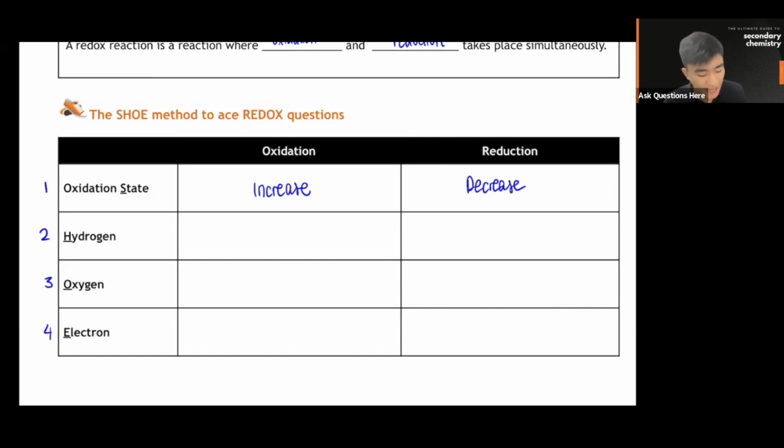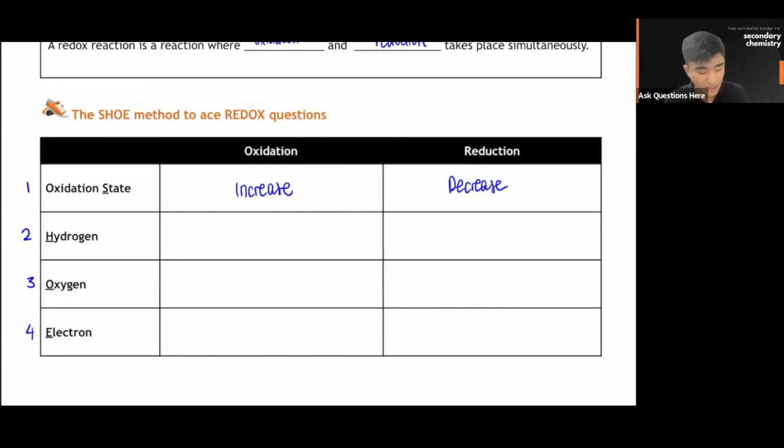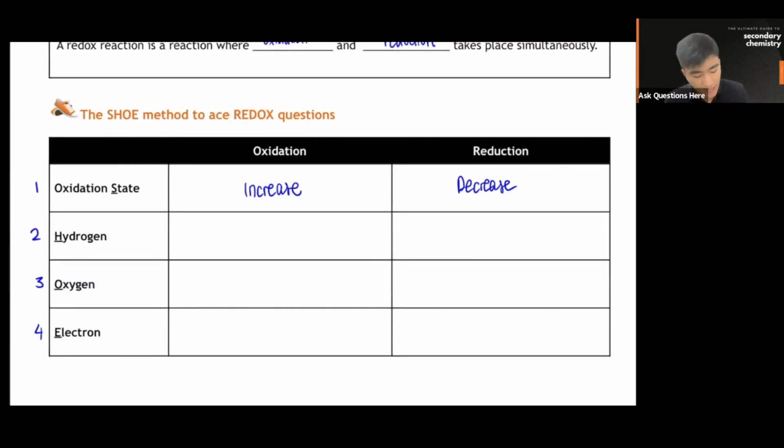Now, then we look at hydrogen. Hydrogen is a little bit opposite of oxygen, okay? For hydrogen, loss of hydrogen is oxidation and gain of hydrogen is reduction. For oxygen itself, it is the opposite of hydrogen. Gain of oxygen is oxidation, and the loss of oxygen is reduction. And last but not least, for electron, loss of electron is oxidation and gain of electron is reduction.